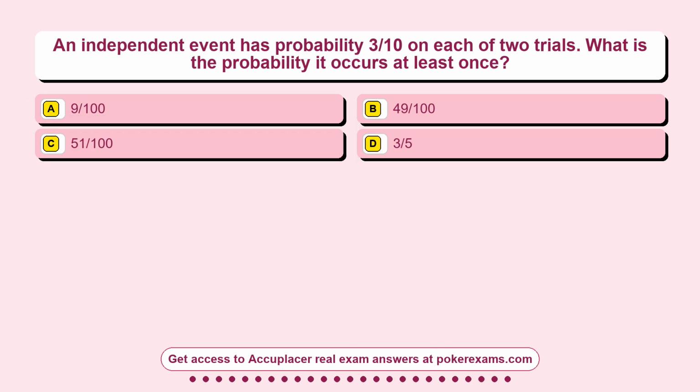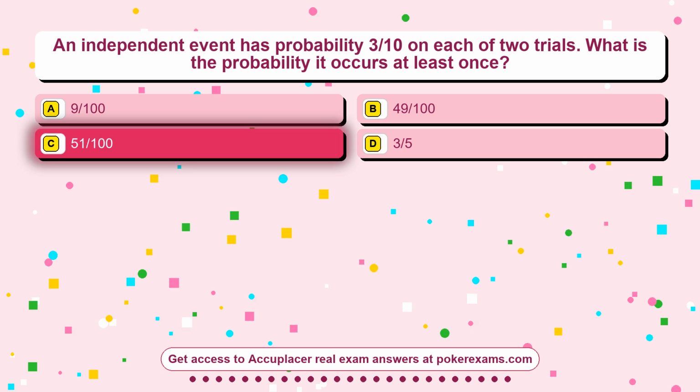Question 17. An independent event has probability 3/10 on each of 2 trials. What is the probability it occurs at least once? Option A, 9/100. Option B, 49/100. Option C, 51/100. Option D, 3/5. The correct answer is option C, 51/100.